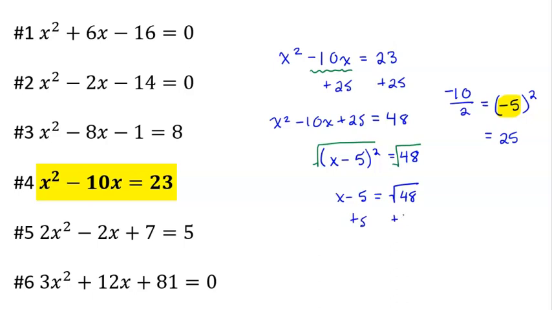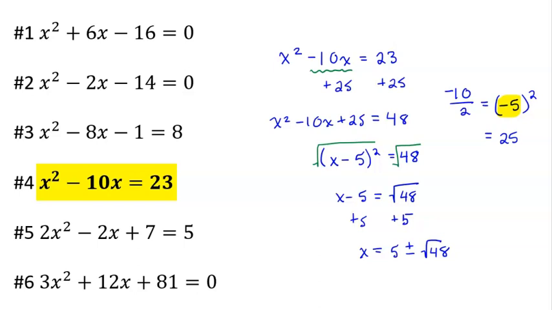Add 5 to both sides. X equals 5 plus or minus the square root of 48. In this case, you're going to want to simplify your radical, so that might be something that you need to go back and look at and review, especially before taking your EOC. I like to use prime factorization, especially if you have a hard time knowing your perfect squares and what perfect squares go into a number. You can always do prime factorization.